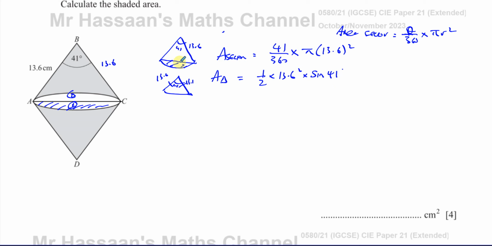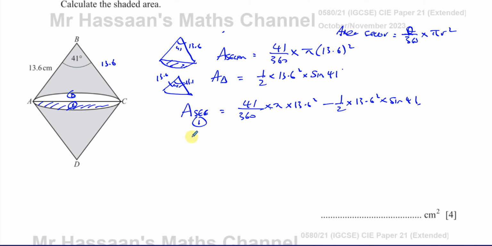So the area of the segment is what I get when I subtract this. The area of the segment is equal to the difference between these two, which is 41 over 360 times pi times 13.6 squared, minus a half times 13.6 squared times the sine of 41. That's the area of the segment, area 1.